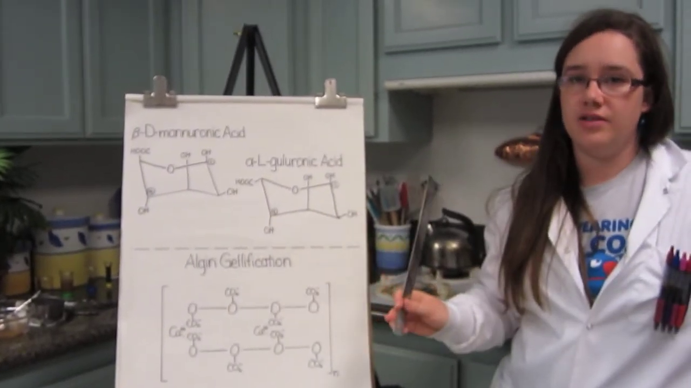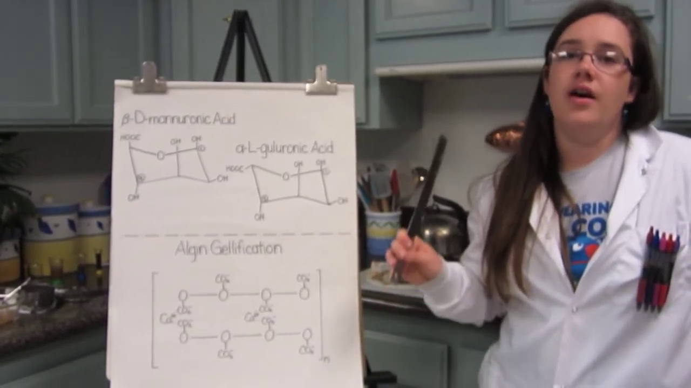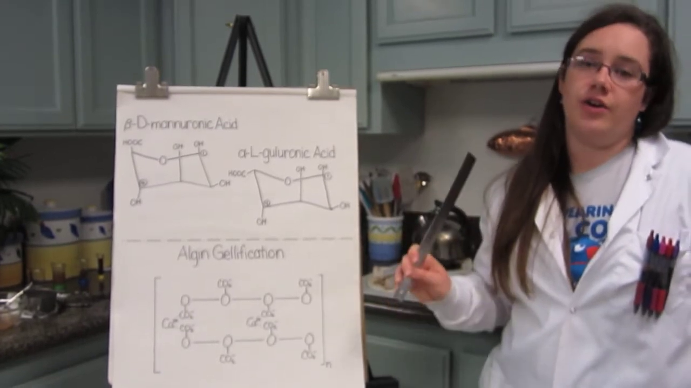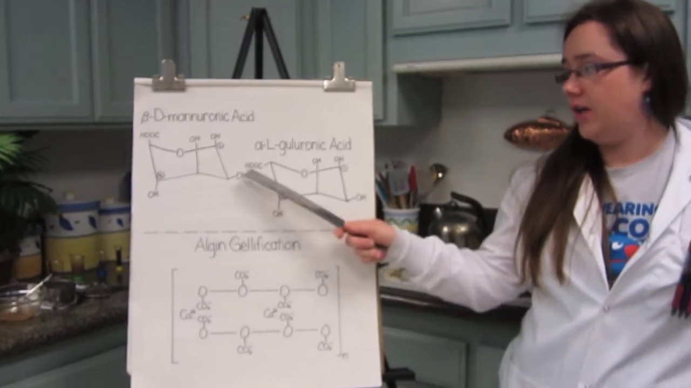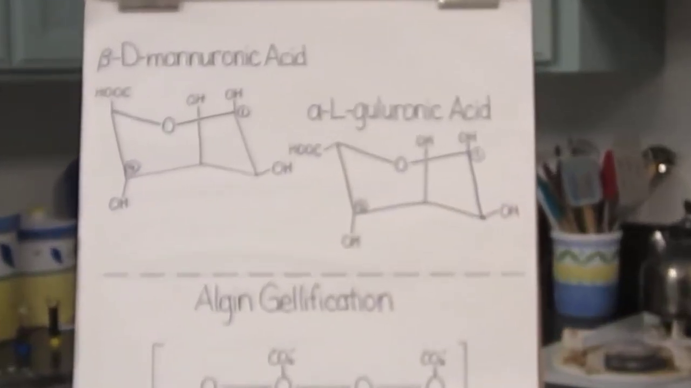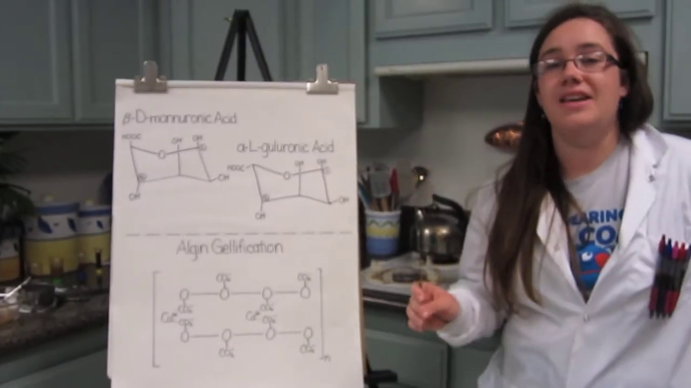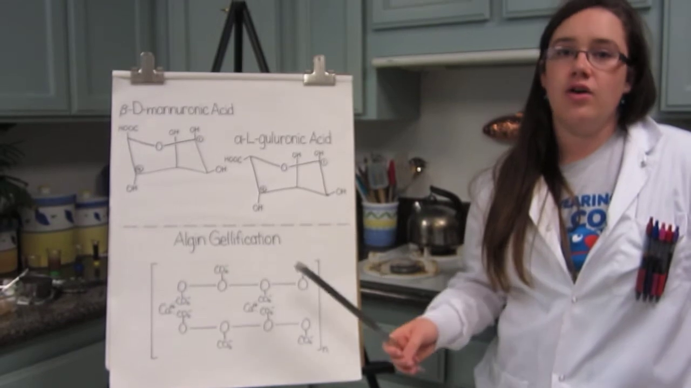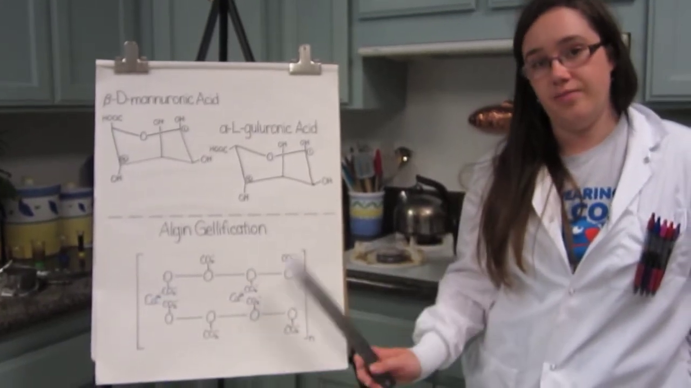The form of alginate commonly used in molecular gastronomy is the sodium salt of alginic acid, sodium alginate, with the hydrogen on the carboxylic acid having been replaced with the sodium ion. Right here, that would be replaced with the sodium. And in order to form a gel with the sodium alginate, a divalent cation must be added. This lets the alginate chains cross-link amongst each other as seen in this picture here.